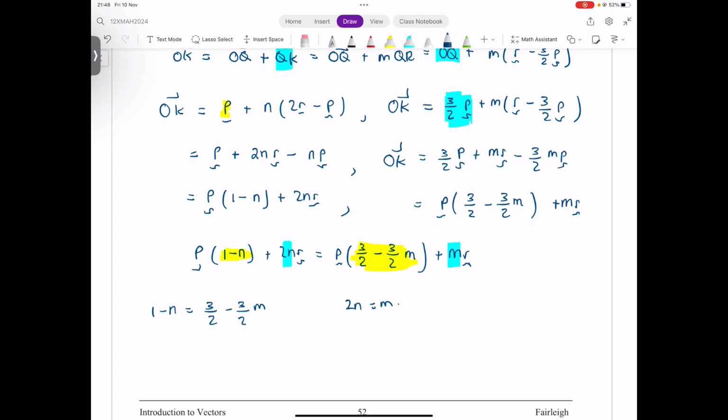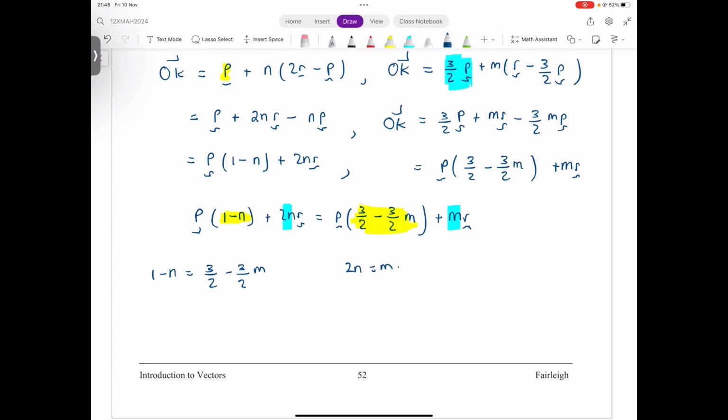So if we have a go at simultaneously solving these, let's replace our M with 2N. So 1 minus N equals 3 on 2 minus 3 on 2 times 2N. So 1 minus N equals 3 on 2 minus 3N. Times everything by 2. We're going to have, going up here, timesing everything by 2.